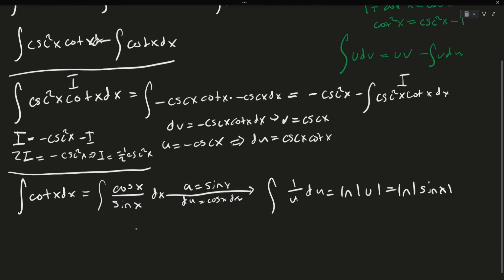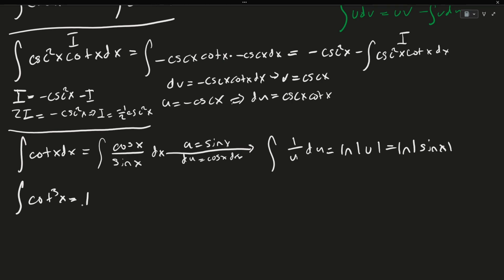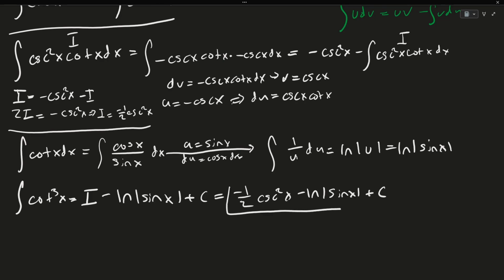Putting it together, the integral of cotangent cubed of x equals, back up here, I minus natural log of sine of x plus c. And I is negative 1/2 cosecant squared x, so we have negative 1/2 cosecant squared x minus natural log of sine of x plus c. So this is the final answer to our equation.